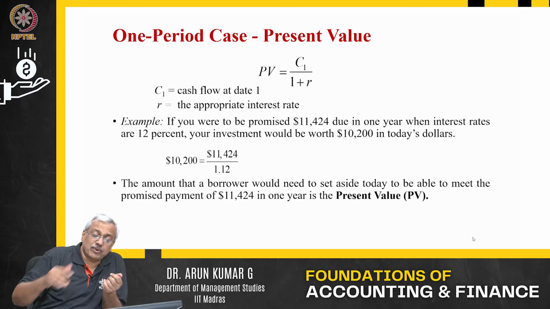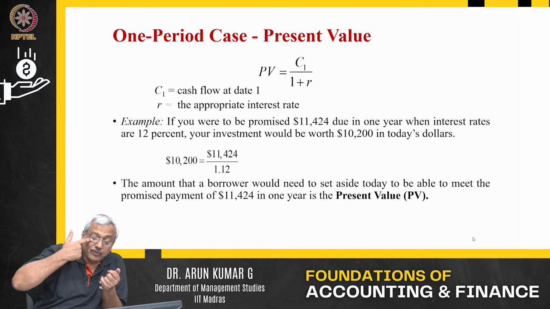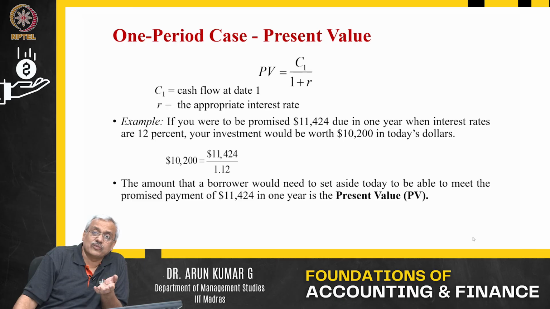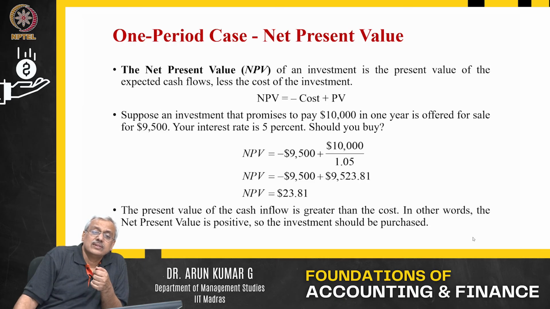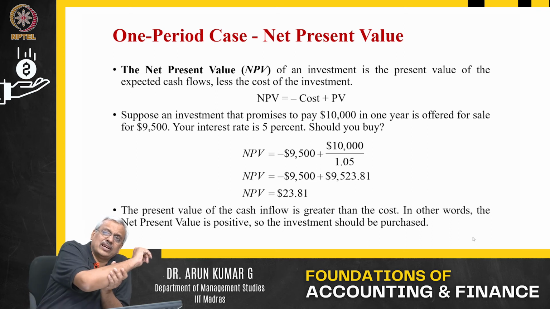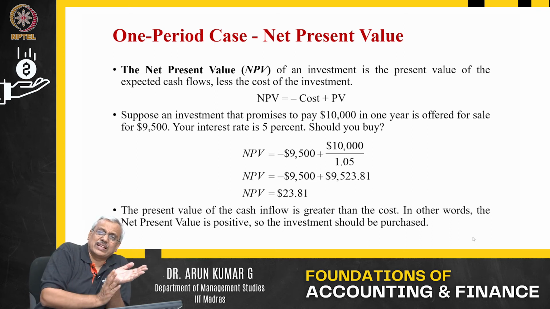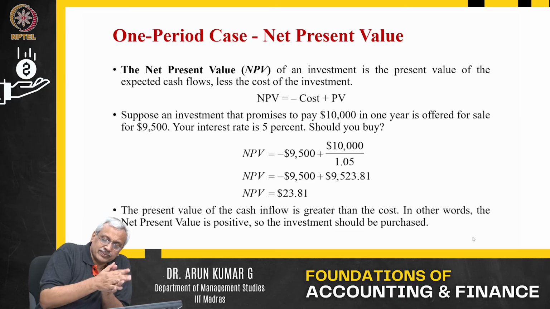If you were promised 11,424 one year down the line with an interest rate of 12%, your investment will be worth how much? 1200. That is what we calculated. We also looked at this: supposing you pay 9,500 for an instrument which will give you 10,000 a year later. Expected return is 5%. Will you buy it or not? Yes, in the NPV case, we solved it.